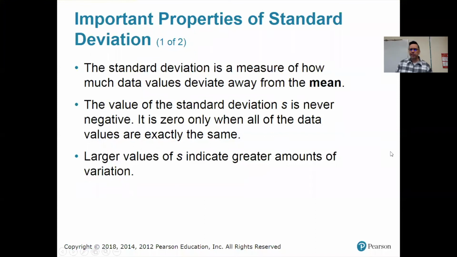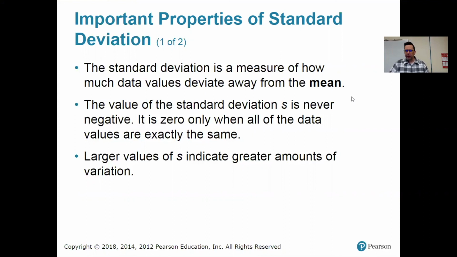All right, some properties of the standard deviation. It's a measure of how much data values deviate from the mean. I think you heard me say that before. The value of the standard deviation is never negative, and that's because the way that you get it is by adding up a bunch of squared numbers. Remember, squared numbers can never be negative. And the only way the standard deviation can be 0 is if all of the data values are exactly the same. Larger values of s indicate greater amounts of variation, and smaller values of s indicate less variation.